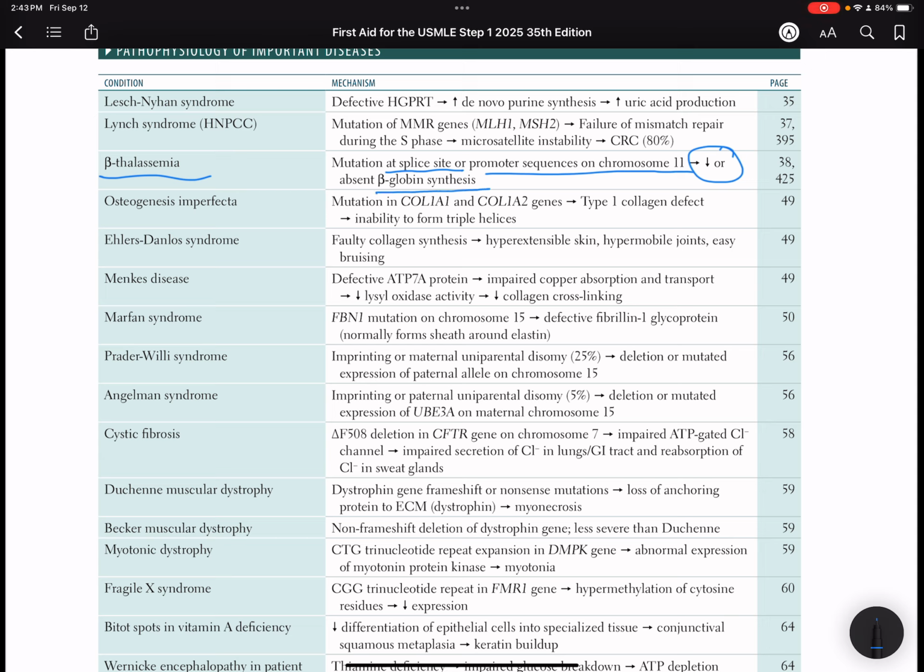What is osteogenesis imperfecta? Mutation in COL1A1 and COL1A2 genes. Type 1 collagen defect, inability to form triple helices. What is Ehlers-Danlos syndrome? Ehlers-Danlos means faulty collagen synthesis, hyperextensible skin, hypermobile joints, easy bruising. Patient typically presents with aneurysms.